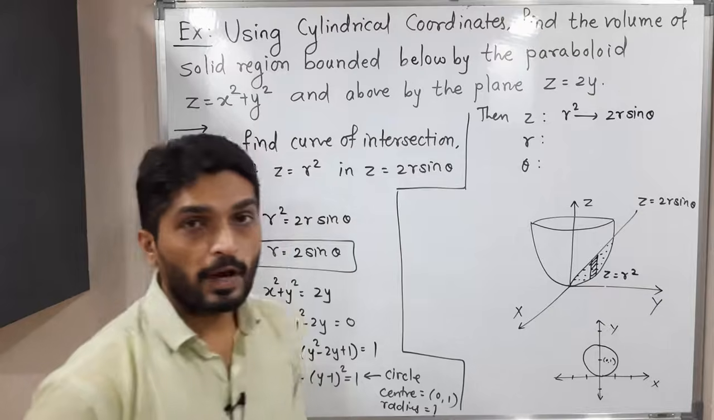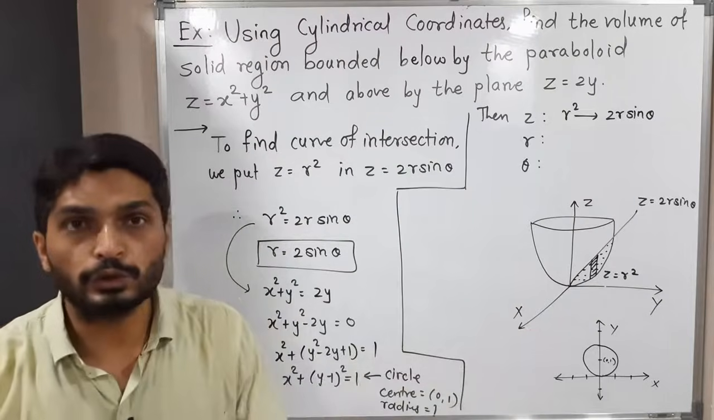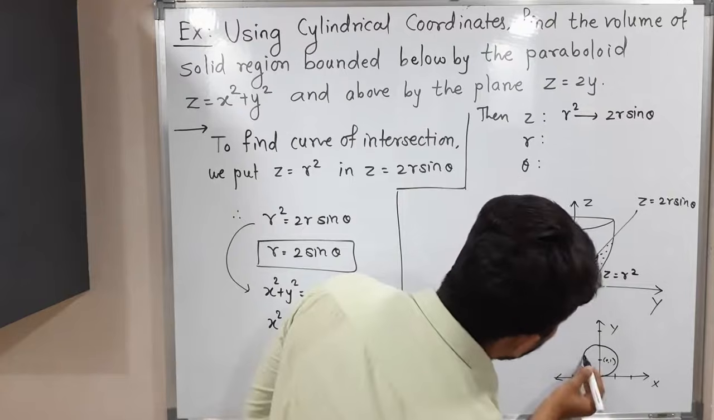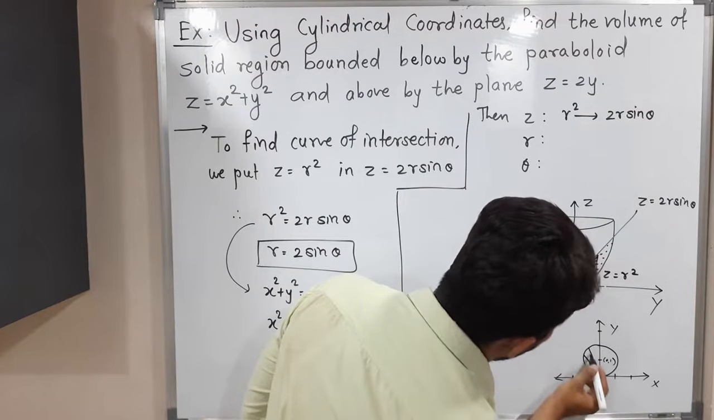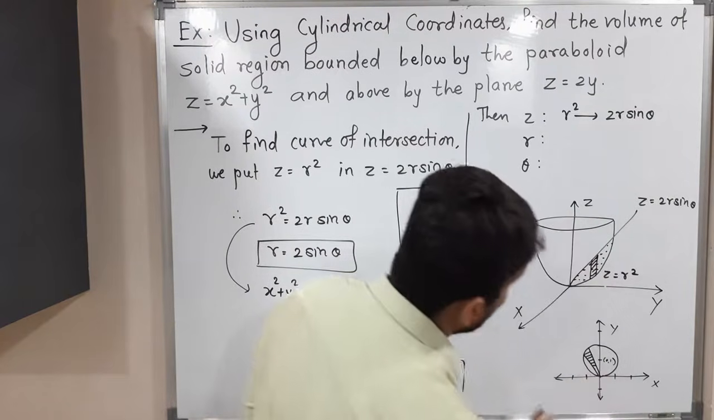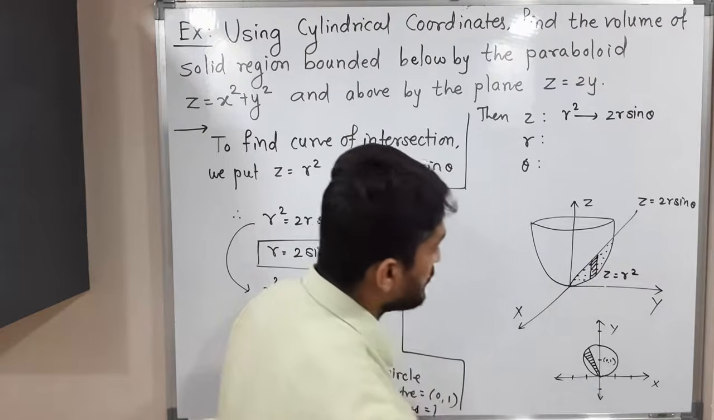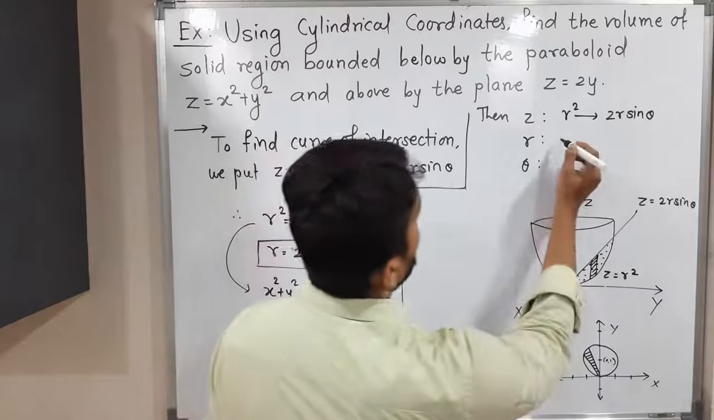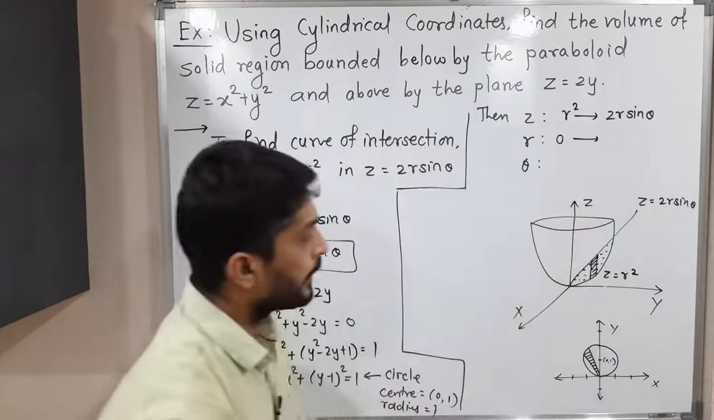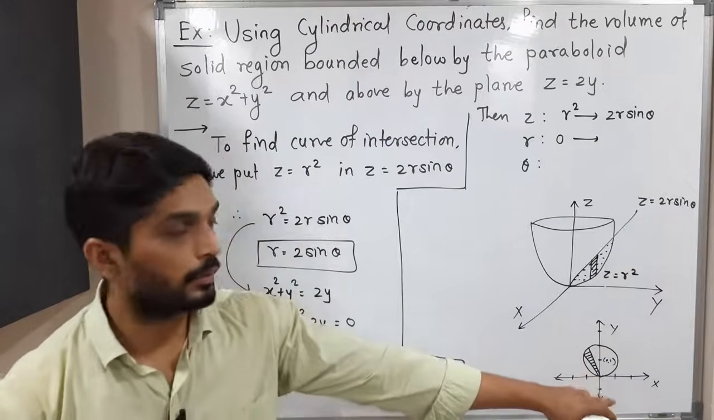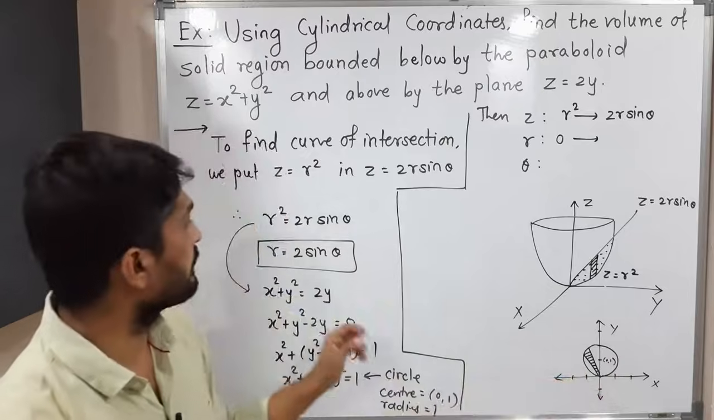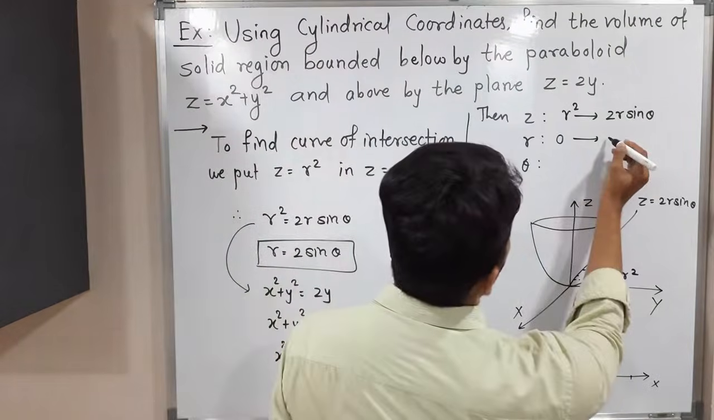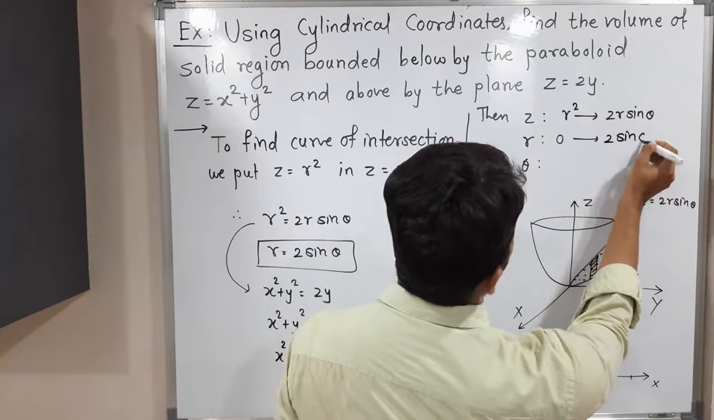To find limits of r and theta, we will consider the projection on the xy plane. So we are having a circle. So our strip will be like this. You know that we always draw a strip which starts at the origin. So the strip is bounded below by the origin 0 and bounded above by the circle, whose equation we have got here. So r is equal to 2 sine theta. So r running from 0 to 2 sine theta.